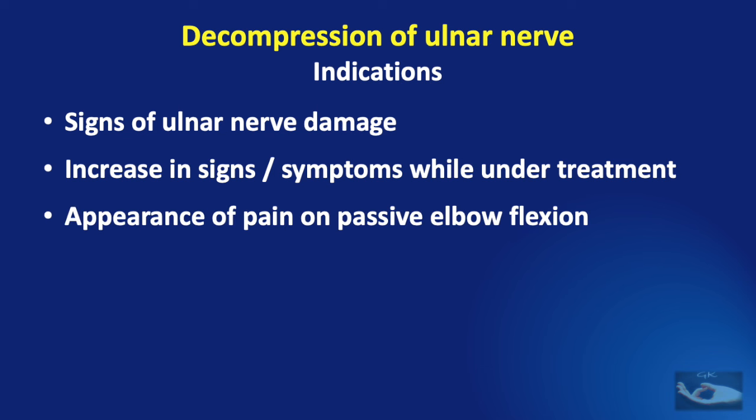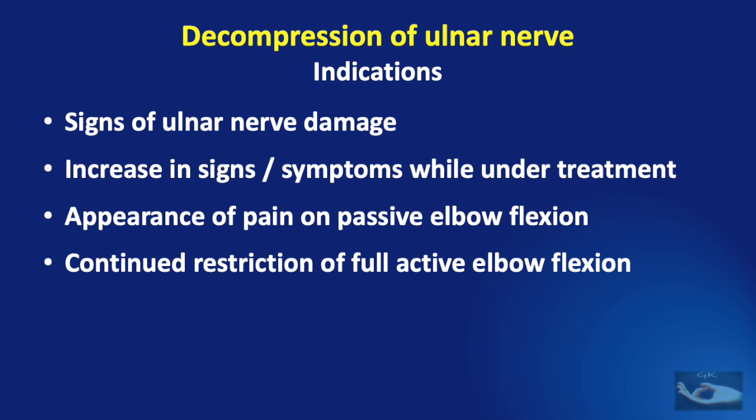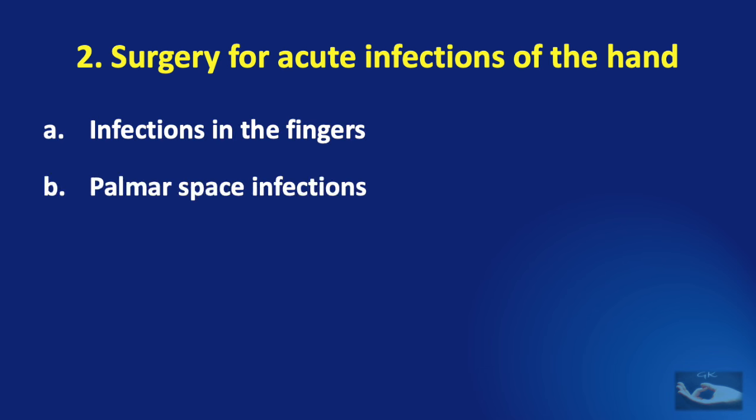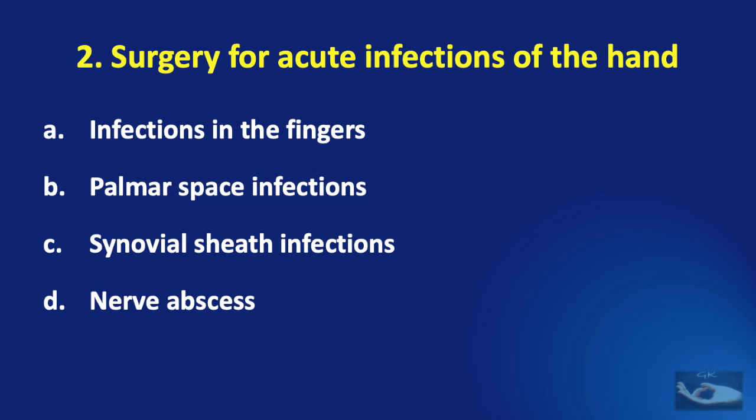Appearance of pain on passive elbow flexion is also an indication for decompression of the nerve, and continued restriction of full active elbow flexion is also an indication. Surgery may also be indicated when acute infections develop in the hand or upper limb in a patient with leprosy. They could be infections in the fingers, palmar space infections, synovial sheath infections, or even a nerve abscess.